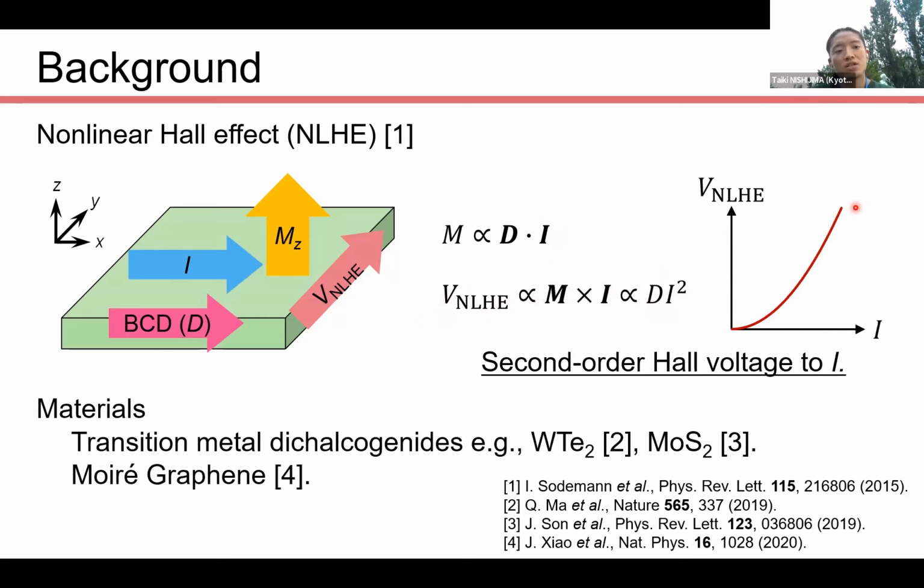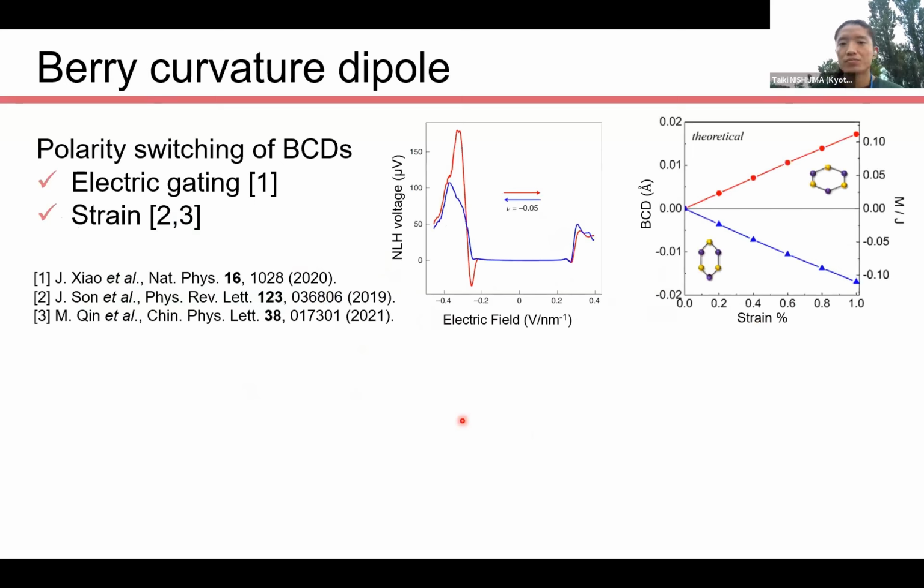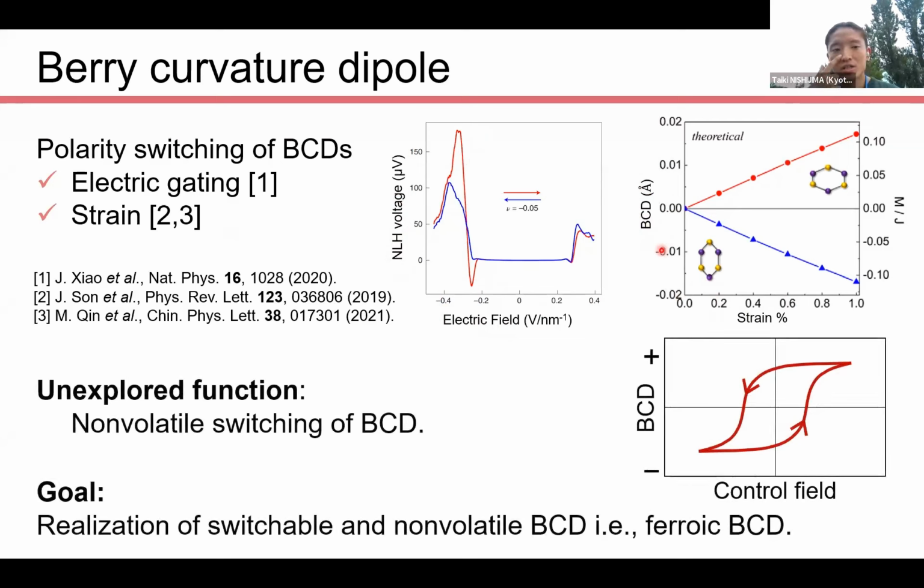This effect has been observed in transition metal dichalcogenides and graphenes. Modulation of this effect has also been demonstrated by electric field gating and strain control. They observed changing amplitude and also changing sign of the nonlinear Hall voltage and the Berry curvature dipole signals. But what's unexplored yet is non-volatile switching of the Berry curvature dipole. If we can achieve non-volatile switching of the Berry curvature dipole, what we expect is this kind of hysteresis behavior on the external control field.